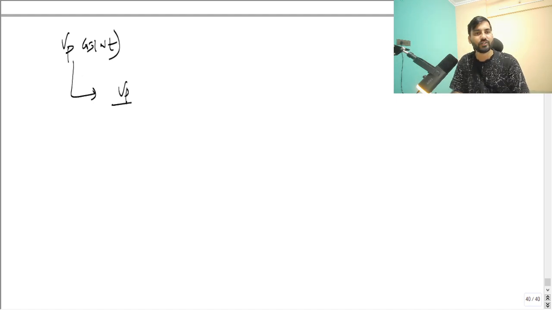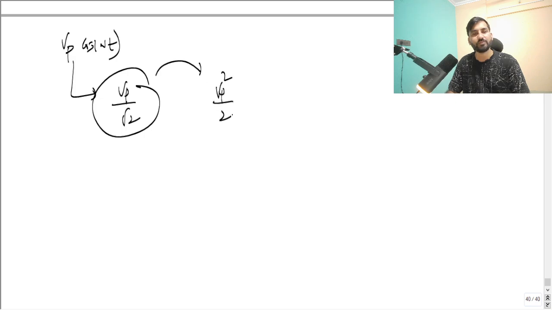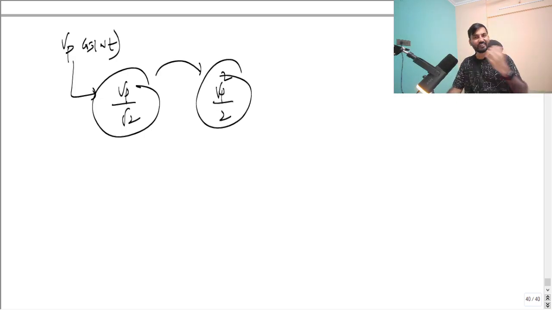If you know how to compute, let's say that you have got Vp cosine omega t, what is the power here? What is the RMS value? That is Vp by root 2. And if you want to find the power, that is Vp square by 2. This is the power, right? And since the resistance which is given here is 1 ohm, right?